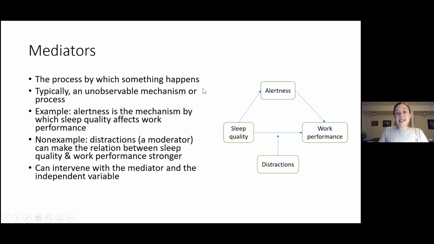The reason we want to find out about these mediating variables and that mediating relationship is because we know we can intervene with the mediator and/or with the independent variable that we're looking at, the independent variable being sleep quality. So for alertness, we could have caffeine, drink some coffee. For sleep quality, we might try to go to bed earlier, something like that.